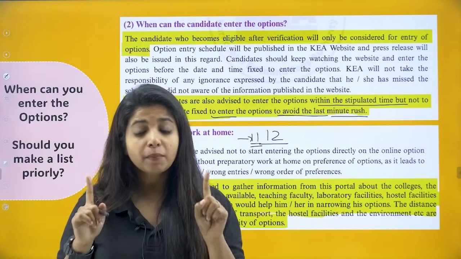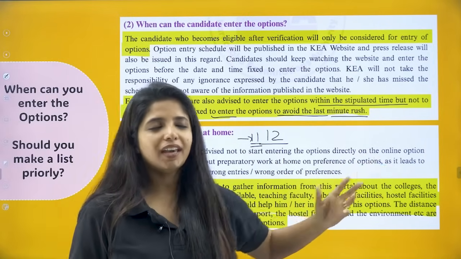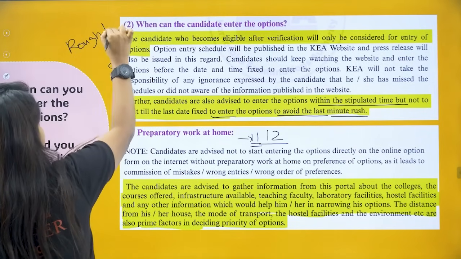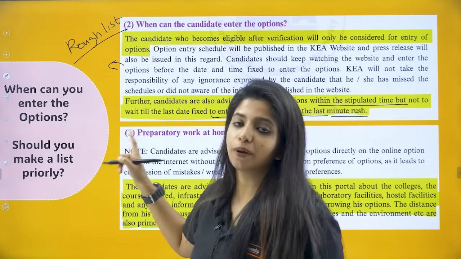Okay, and also remember one very important thing which is also given in the PDF. I have not mentioned it over here. And that is to make a rough list. To make a rough list, and that is the next question. That is, should you make a list priorly?